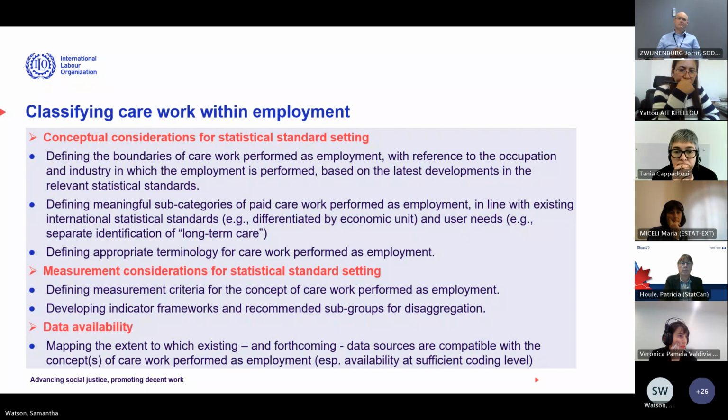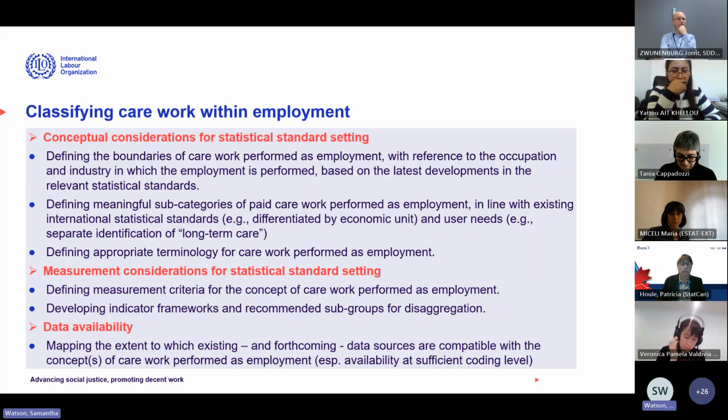Within employment, we can point to some conceptual considerations, some measurement considerations, and some data availability considerations. So these are really our starting point for the development within employment. And these same considerations do relate to unpaid trainee work and volunteer work. As I said, that's because in our add-on module for volunteer work and in our question series for unpaid traineeship, we're relying on the same classification schemes as we do for employment.